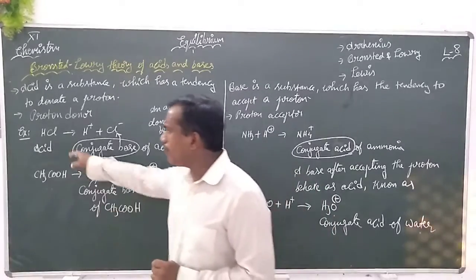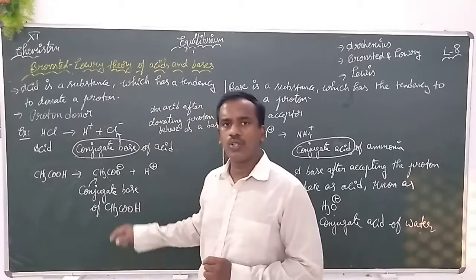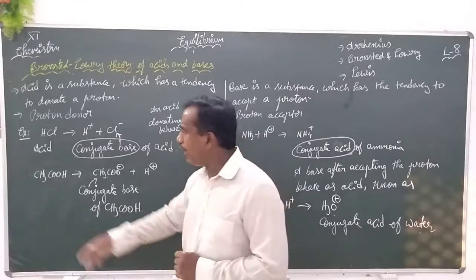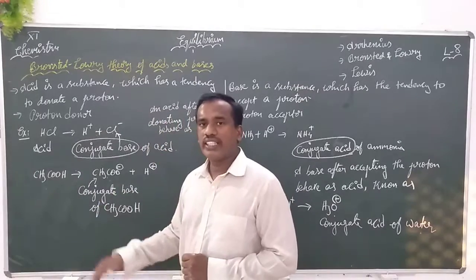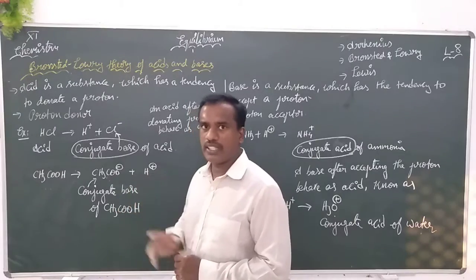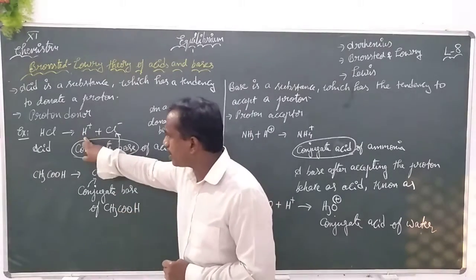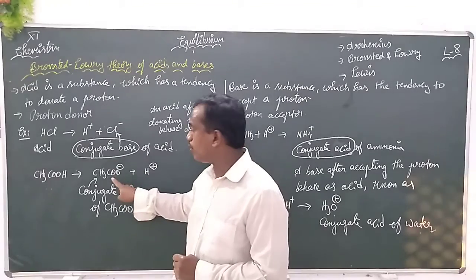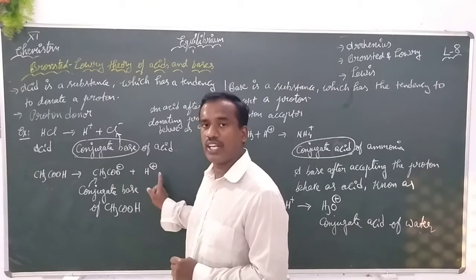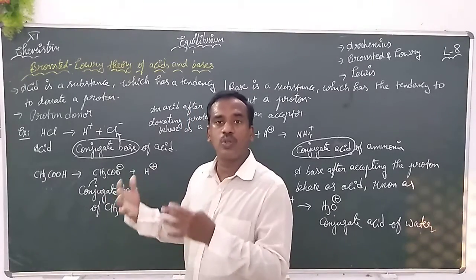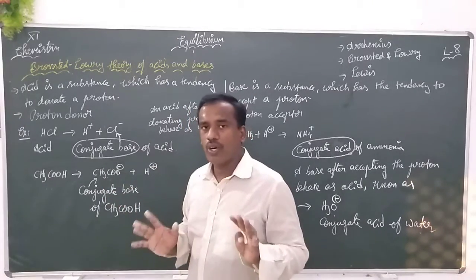Let us say we know HCl. HCl on dissociating will produce H plus ion and Cl minus ion. And we know acetic acid also. Acetic acid dissociates to give CH3COO minus and also H plus ion. So HCl is producing H plus ion, and acetic acid is also producing CH3COO minus as well as H plus ion. So the substance that produces H plus ion on dissociating in aqueous solution we call an acid.